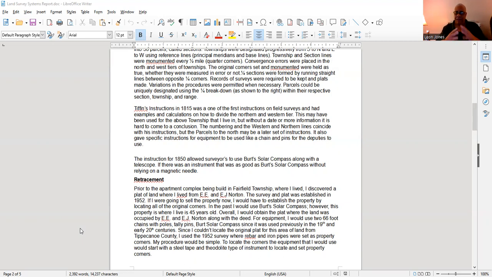Again, I utilized the 1952 plat where rebar and iron pipes were set as property corners. So if I'm going to go out there and retrace this whole survey, yes, I'm going to run to the courthouse and get the plat, but then I'm going to locate the corners by setting up some better equipment. If I didn't have a compass, I'd set up the theodolite. I can go get a tape. I can even get a fiberglass tape to locate everything.